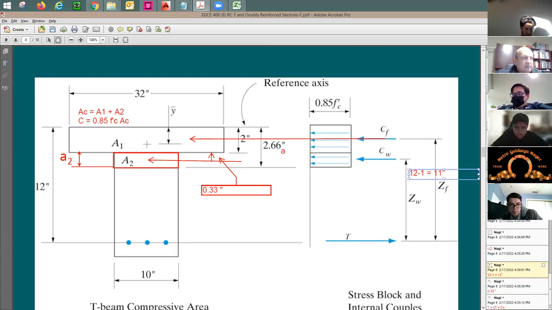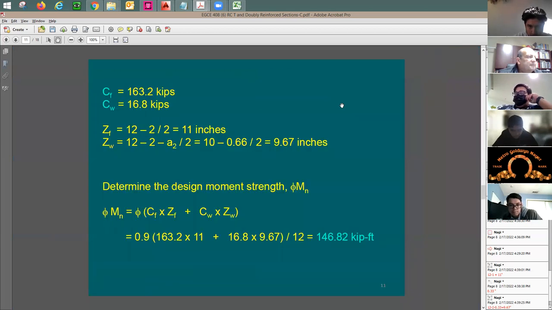How about ZW? Do you have ZW? You say, yeah. It's going to be 12 inches minus 2 inches, the entire flange thickness, minus 0.33 equals 9.67 inches. What do you do next? Find out the moment. Moment is going to be equal to CF times ZF plus CW times ZW, the moment arm for each one of these two forces.